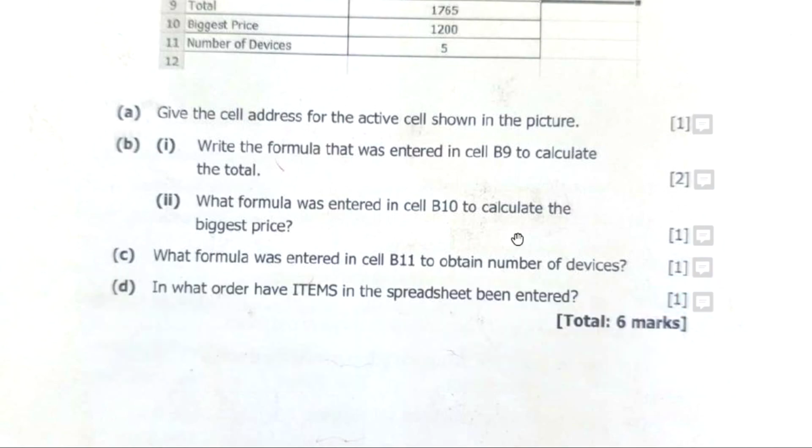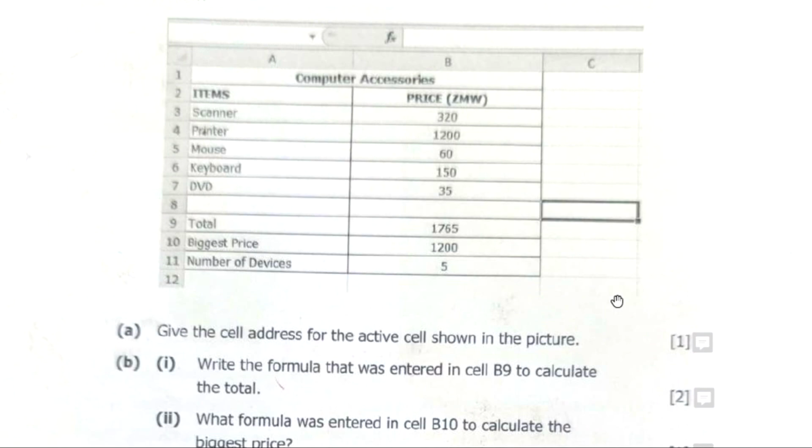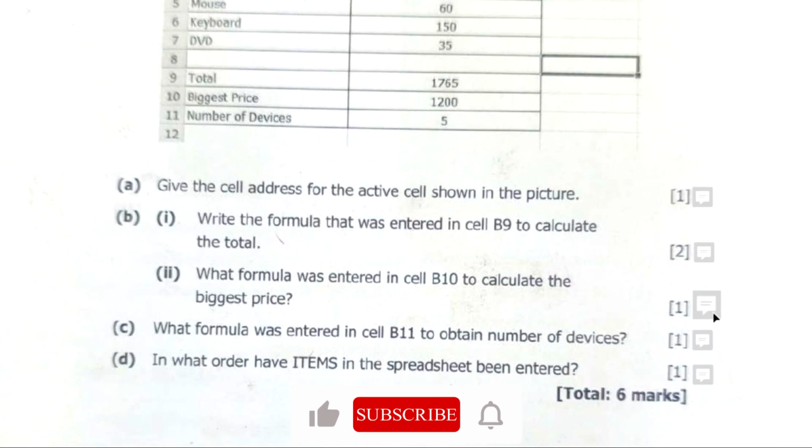So that's the answer. So now let us go to the last and final part of this question paper. D. In what order have items in the spreadsheet been entered? Have you seen these items in this spreadsheet? They haven't been just typed or entered randomly. There is a certain order that they have been typed. For example, in class, you can see the class register. They don't just write the names of learners. There is alphabetical order. There is all sorts of orders, not so. So same applies here. So we have been asked to find which order have these items been arranged.